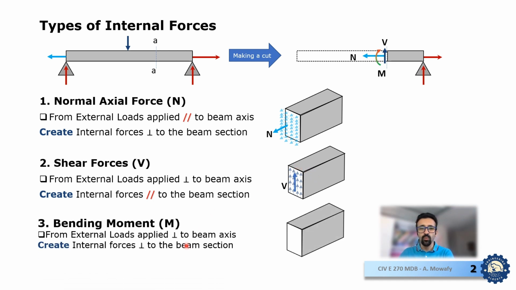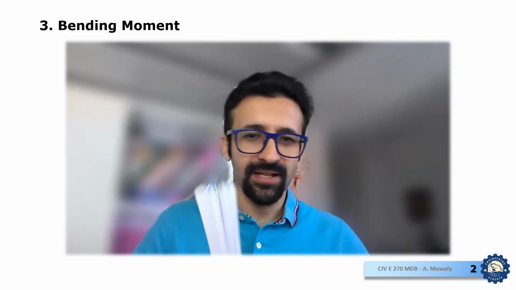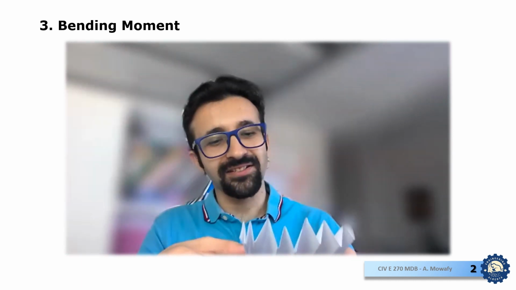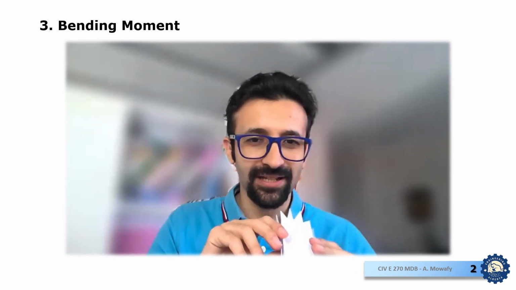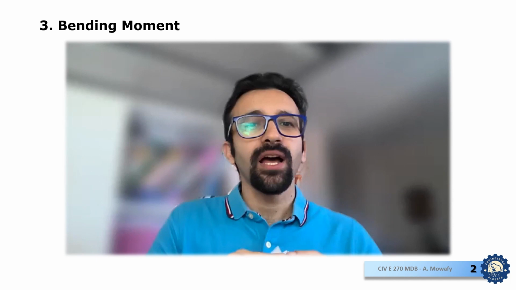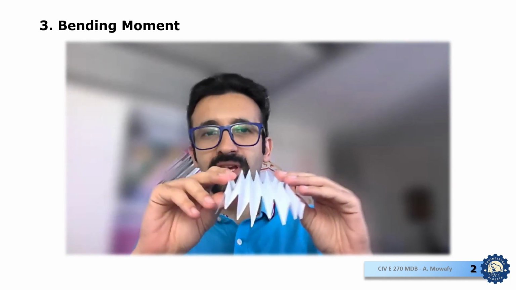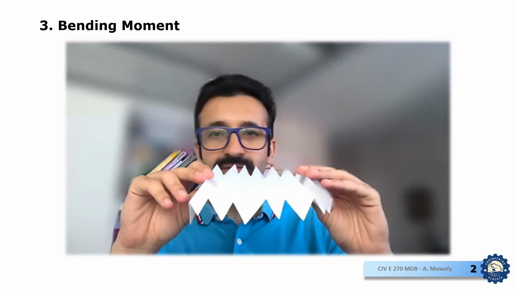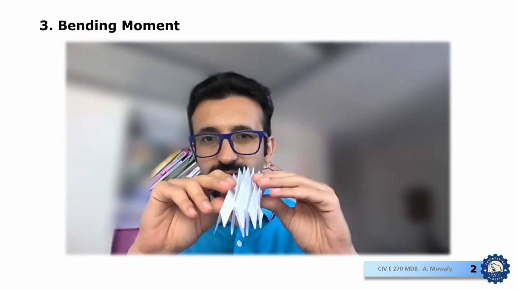The third type is what we call bending moment. To understand bending moment, let's use this paper fan that we used to make during our childhood. I think this is our first design as engineers when we were at kindergarten. So let's imagine that this paper fan represents our beam. If the beam experiences tension, we could see that the fan sections move away from each other. If the beam experiences compression, its sections move closer to each other.